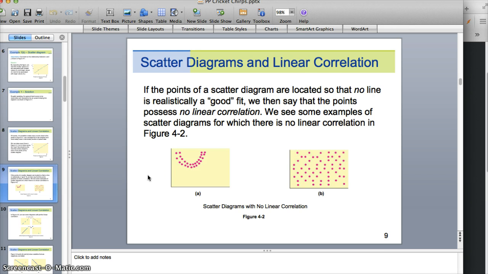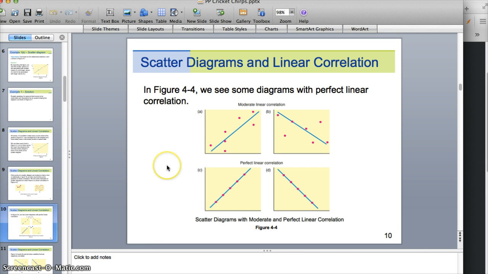If the points of a scatter diagram are located so that no line is realistically a good fit, then we can say the points possess no linear correlation. We see some examples of scatter diagrams for which there is no linear correlation in figure 4.2. So there's no line that goes through all those points, and there's no line that fits these points either. In figure 4.4, we see some diagrams with perfect linear correlation. So this is moderate linear correlation, and this is perfect linear correlation, where all the points are on the line.